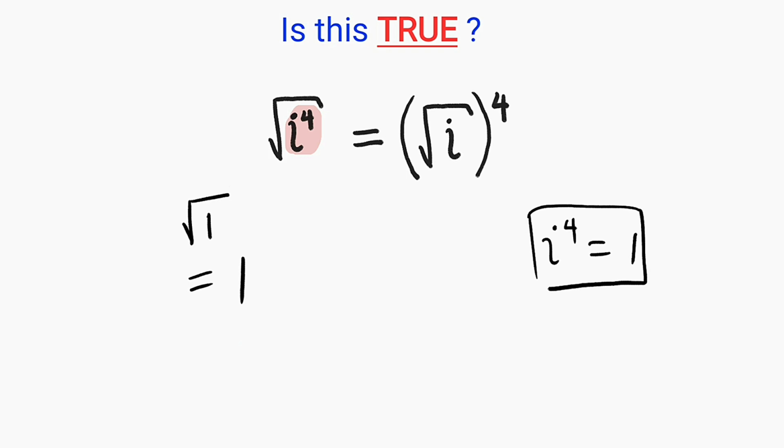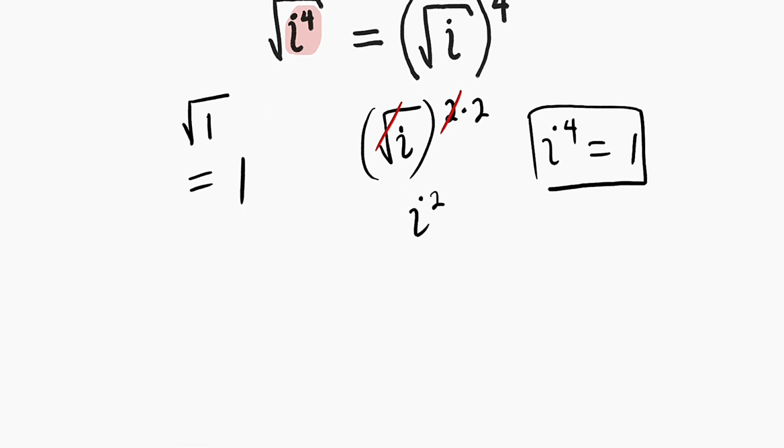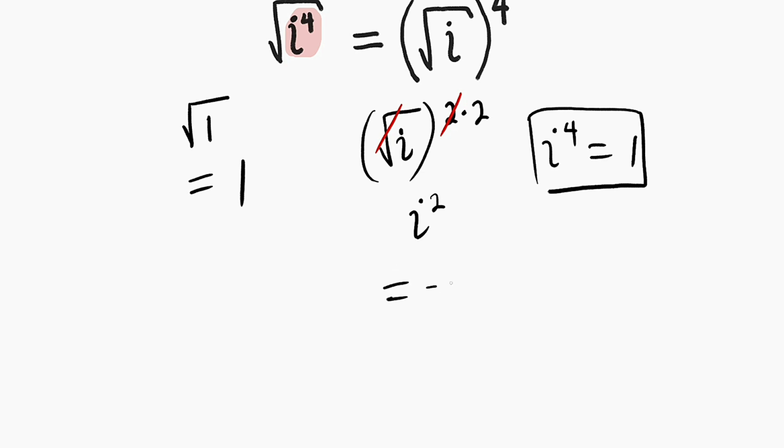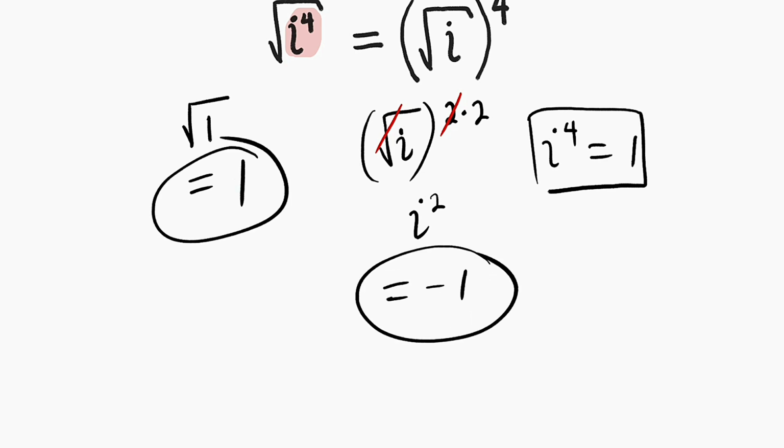So what about the right hand side? I want to simplify it the way it is. So I can write it as the square root of i raised to the power of 2 multiplied by 2, because 2 multiplied by 2 is 4. And I can use one of the powers to eliminate the square root. And still we have i to the power of 2 left. And i to the power of 2 is equal to negative 1. And positive 1 is never equal to negative 1. So what is the problem right here?